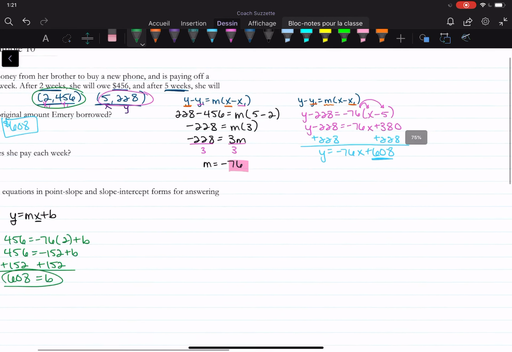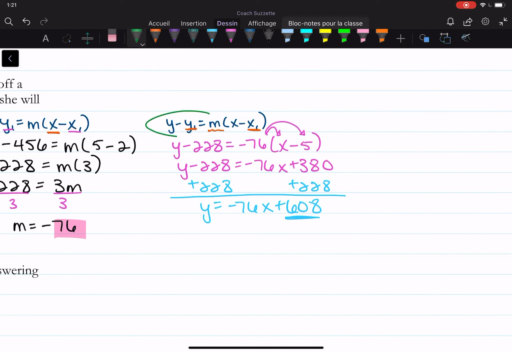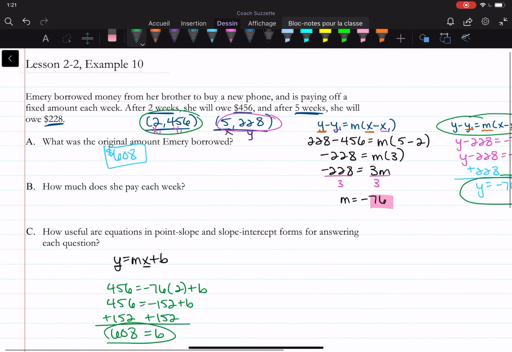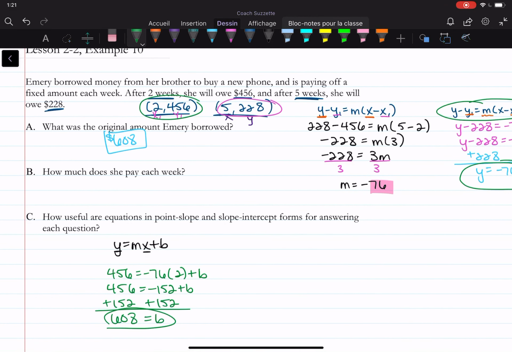However, even though we started in point slope form here, it was only when we got to slope-intercept form that we were actually able to find what the y-intercept was. So ultimately, to find the y-intercept, we need to have slope-intercept form. And we're done.